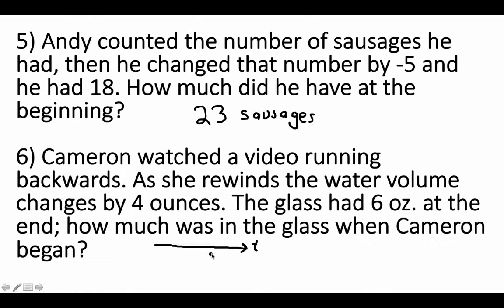Cameron watched the video running backwards. As she rewound, the water volume changed by 4 ounces. So she's rewinding, and the water in the cup is increasing. Alright, the glass had 6 ounces at the end. How much was in the glass at the beginning? Remember, Cameron started at the end. Well, if she increased by 4 to get to 6, she must have started out when she first pressed play or pressed rewind on the video or DVD. She must have had 2 ounces.